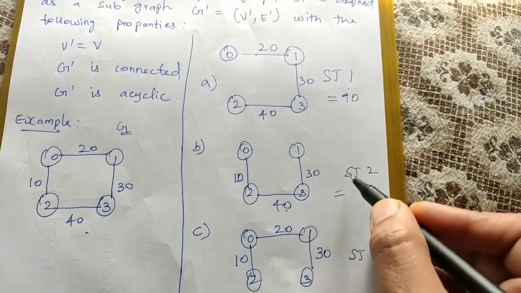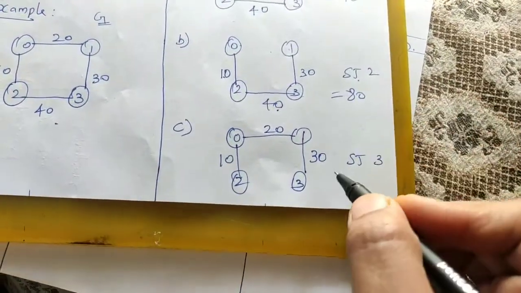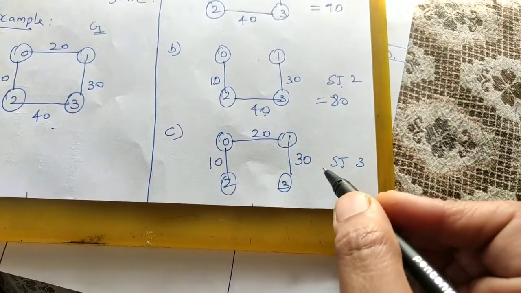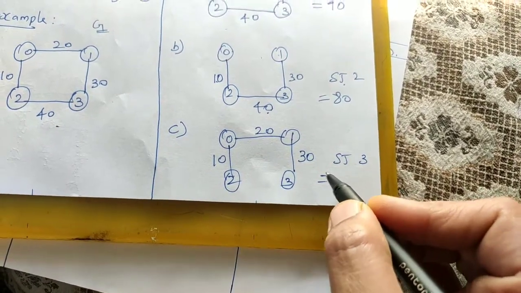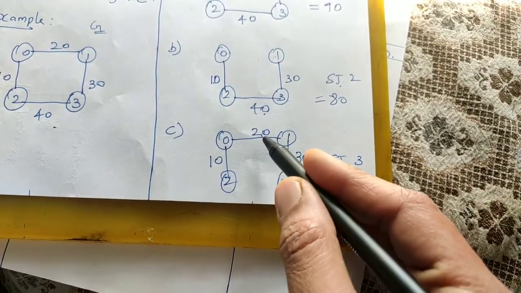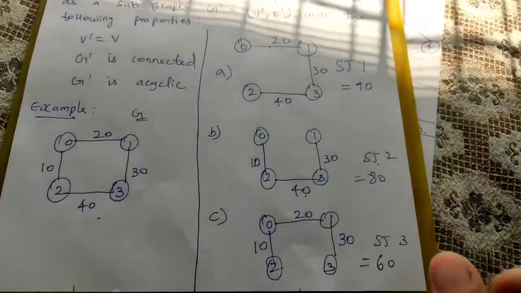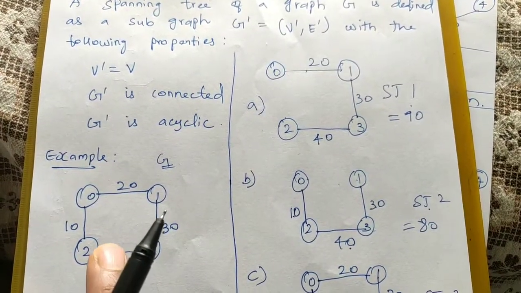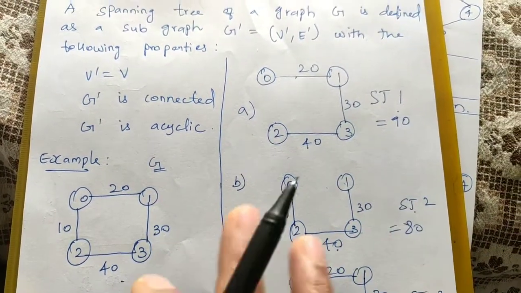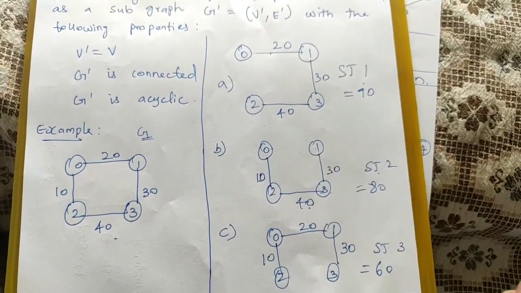50 plus 30, it leads to 80. Now if you see the last spanning tree, the cost of spanning tree 3 is 10 plus 20, 30, 30 plus 30, it will be 60. For this graph, I will be able to construct totally 5 spanning trees. Out of that, I have constructed 3. 2 more we can construct.